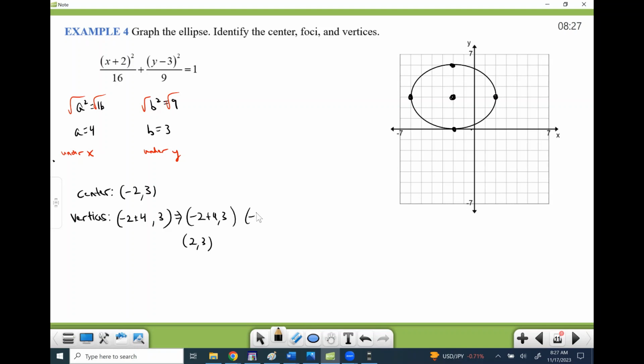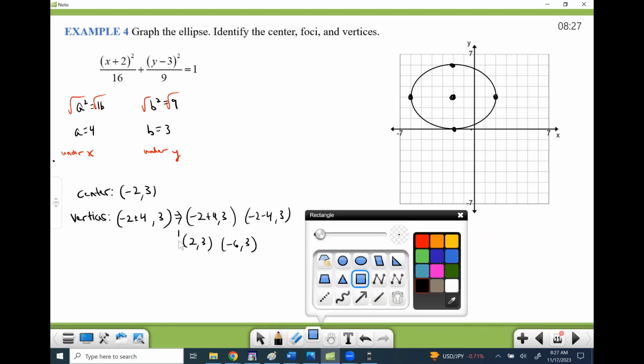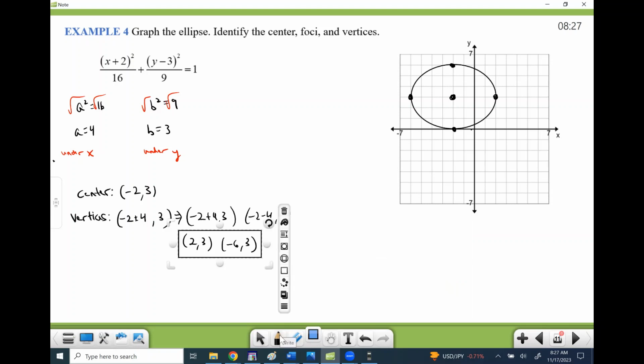And then -2 minus 4, comma 3. That one would be -6, comma 3. Let's go check and see if these are right, because these are what we got for our vertices. Let's go check. So 2, comma 3. 1, 2, 3. That looks great. And then -6, let's see, 1, 2, 3, 4, 5, 6. Yes. Okay.